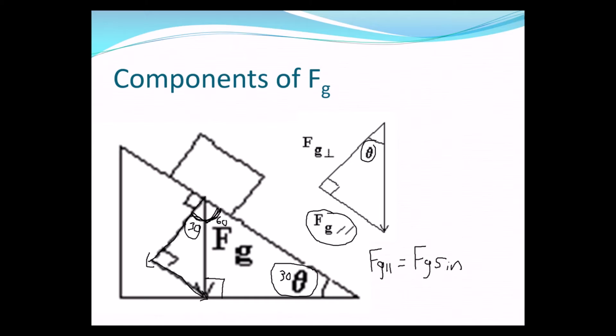And this is our perpendicular. So instead of calling them y and x, we call them parallel and perpendicular. So FG line, FG sine. And if I want to find FG perpendicular, I use FG cos. And that's not anywhere in your data booklet. You can just remember it.